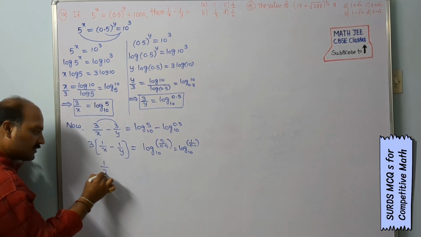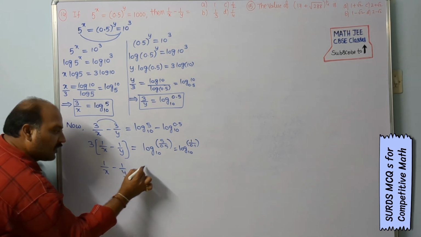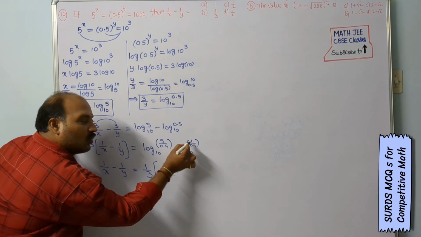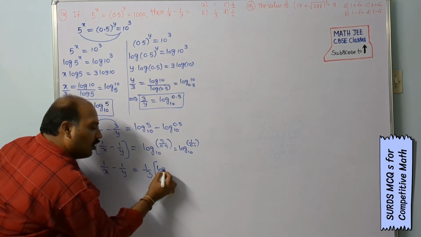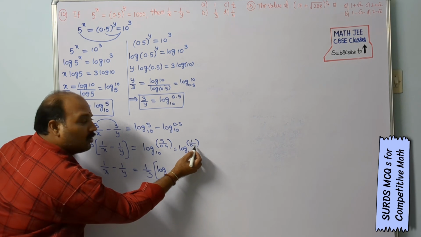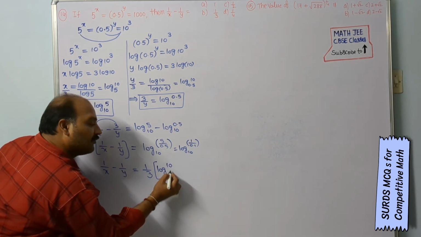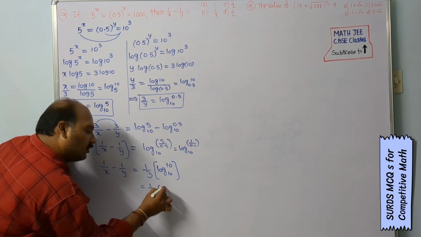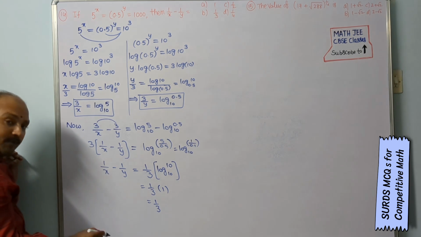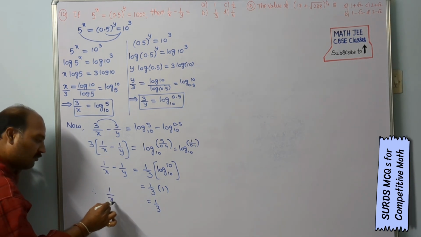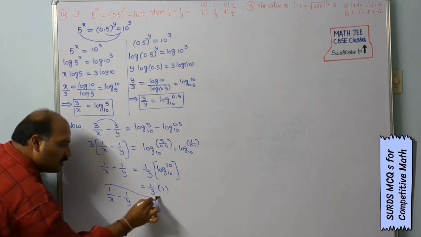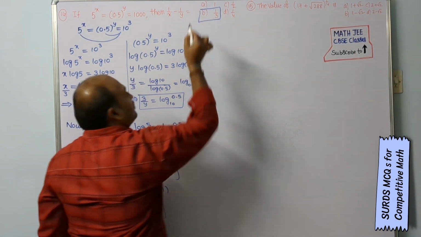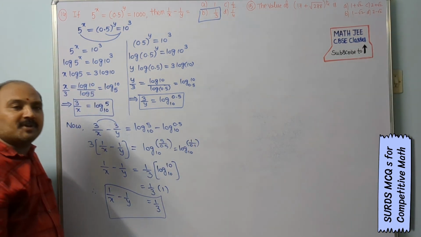So 1 by x minus 1 by y is equal to 1 by 3, here 3 I am bringing this side, into log 1 by 0.1. So 0.1 can be written as 1 by 10, no? 1 by 10 means 10 will come. Log 10 to the base 10 is equal to 1. So 1 by 3 into 1 is equal to 1 by 3. Therefore, the value of 1 by x minus 1 by y is equal to 1 by 3. I hope you understand. The answer is the second option, dear students. So by using logarithm properties, we got it.